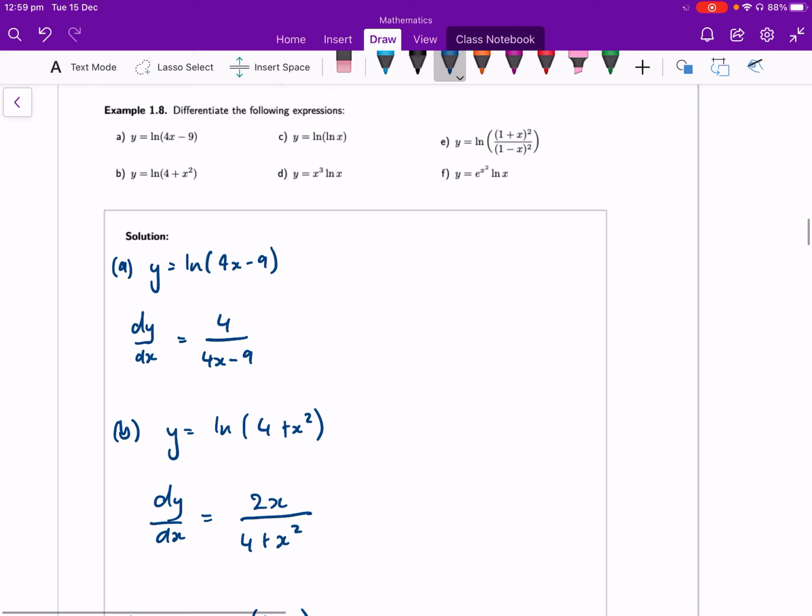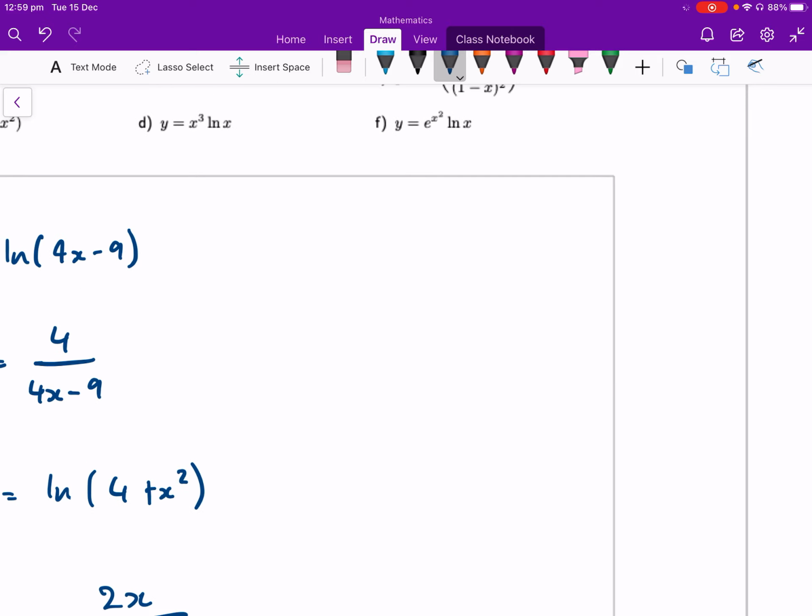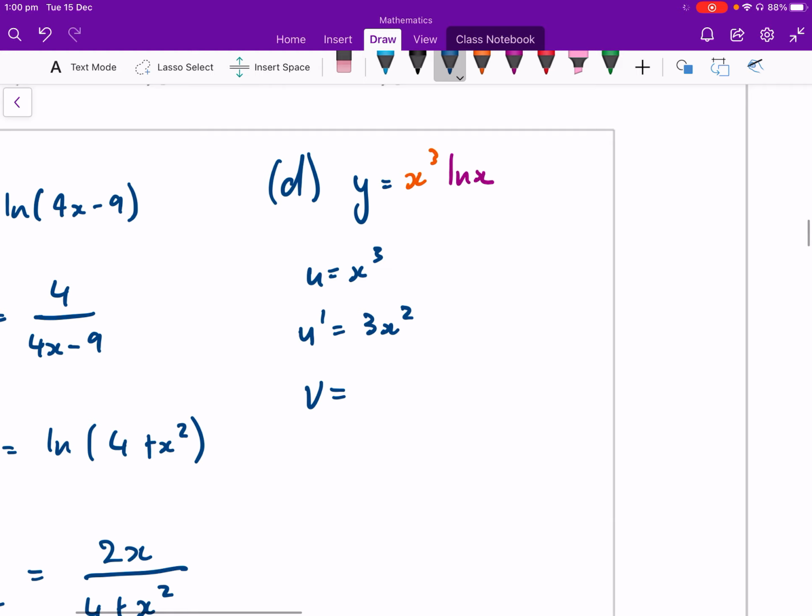Very good. Let's have a good look at question D. Now here we're going to use the product rule, because I've got two functions. I've got x cubed and ln x. So here y is equal to x cubed multiplied by ln x. Okay, so let u is equal to x cubed. Deriving that, I'd get 3x². Here I'd let v equal ln x, and v dash being 1 on x.